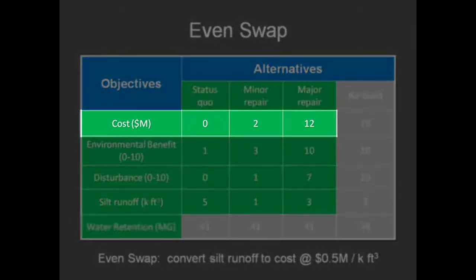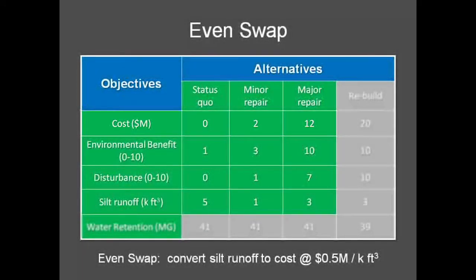So we can imagine taking the difference in the silt runoff across the different alternatives, translating that difference into dollars, and then adding that into the cost objective. For example, for the status quo, we're talking about a difference between 5,000 cubic feet for the status quo and 1,000 cubic feet for the minor repair of runoff. So we can take that difference of 4,000 cubic feet and translate that into dollars. That's going to cost us $2 million to buy ourselves out of that. We can add that cost into the cost of the status quo objective.